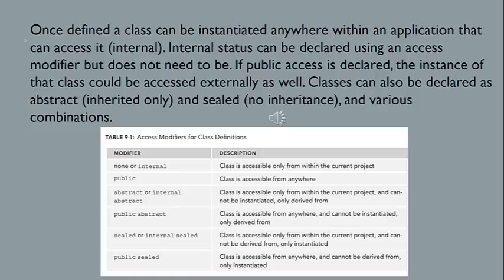Internal status can be declared using an access modifier, but does not need to be. If public access is declared, the instance of that class could be accessed externally as well. Classes can also be declared as abstract (inherited only) and sealed (no inheritance), and various combinations.